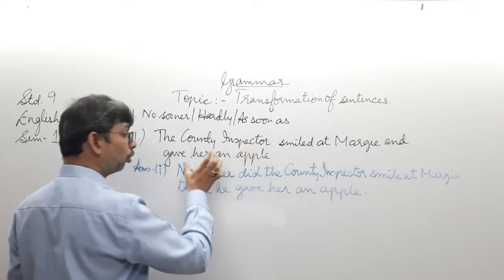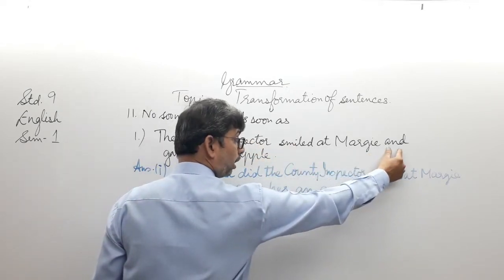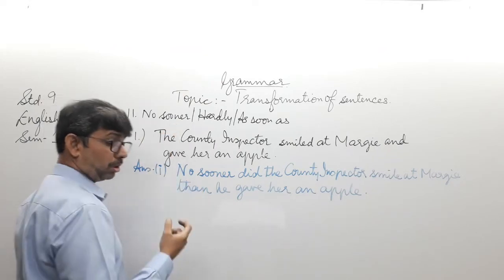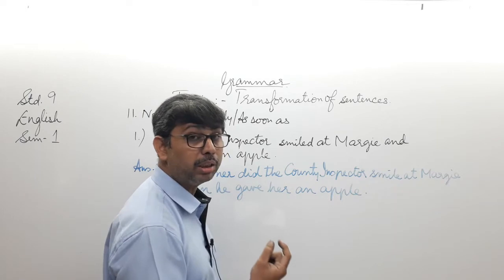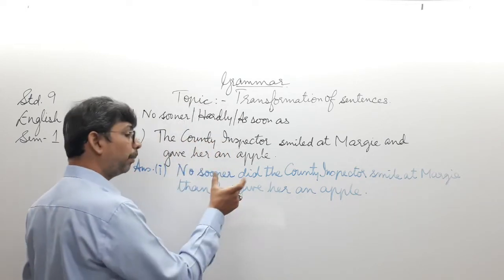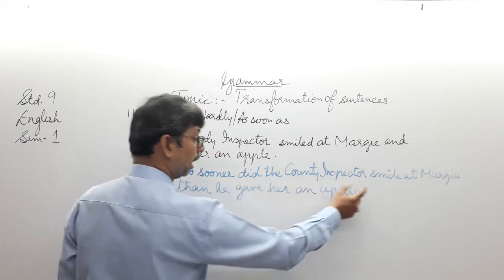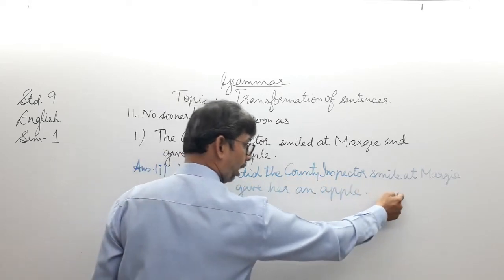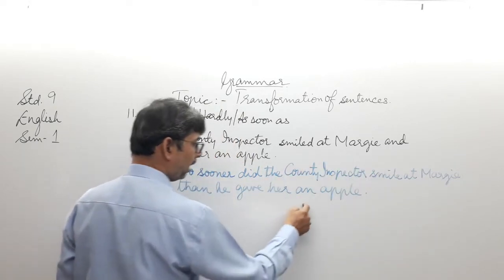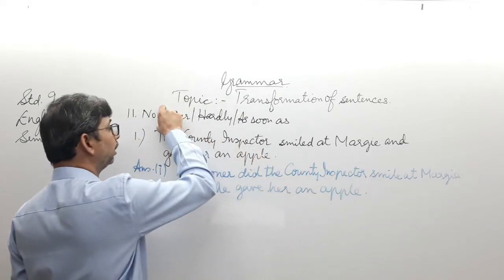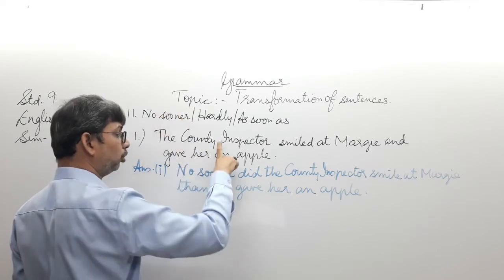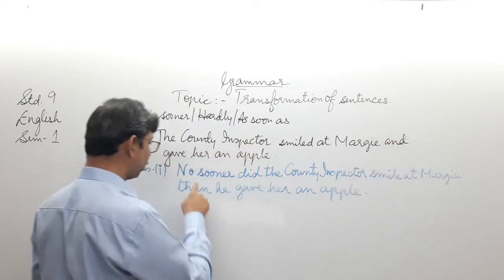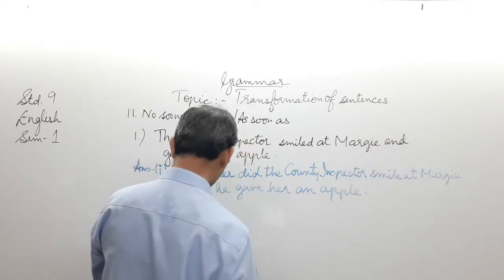So these are the two clauses which are joined by the coordinating conjunction and. We are using the word no sooner than, which is a subordinating conjunction. So they come in pairs. No sooner than needs to be used in this manner. No sooner did the county inspector smile at Margie than he gave her an apple. So we have made use of the term no sooner than in order to join the two different coordinate clauses, eliminating the coordinating conjunction and using a subordinating conjunction over here.